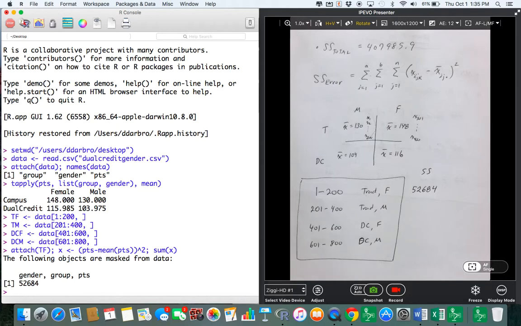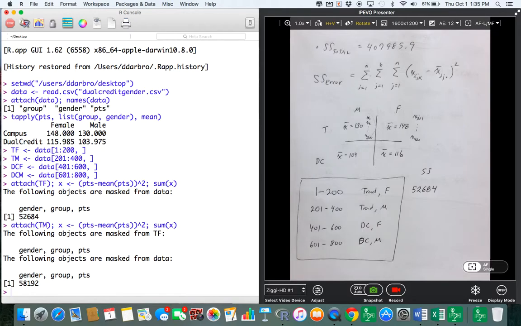Now, gang, all I have to do is go up, and I want to come in and choose traditional male. I want to do the same thing, so all this other stuff is going to be calculated according to just the IDs from 201 to 400. So for this, I get a sum of squares of 58,192. Go up.